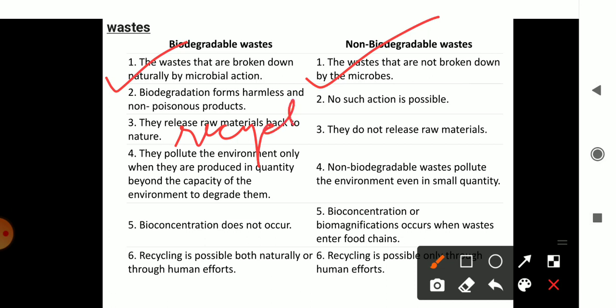That is, when the waste materials are decomposed into simpler forms, they are released into the nutrient pool, that is air, water, or soil, and are then reutilized by the plants. But non-biodegradable waste is not released in that way because it cannot be broken into simpler forms, so it is not released as raw materials or simpler forms into the environment.